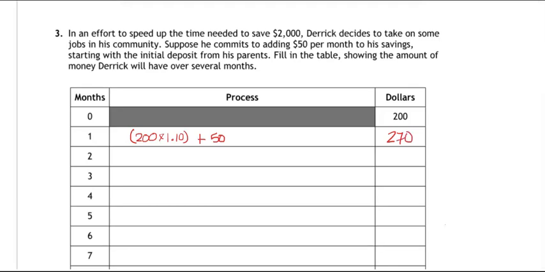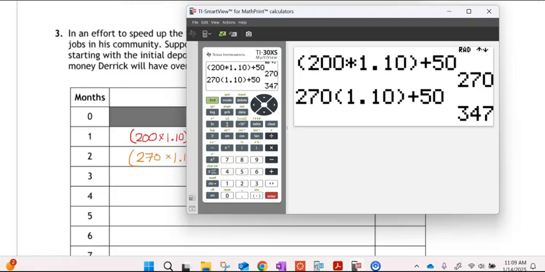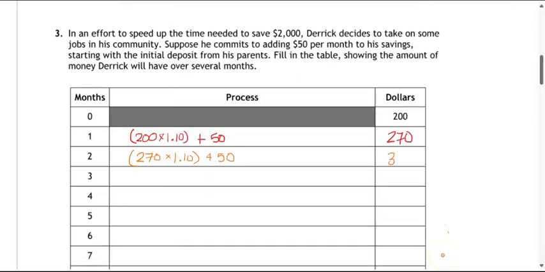All right, we'll go over here. $270. Okay, next one. So this next one, I'm going to start with the money that we have in the bank account right now, and that's 270. And then we're going to multiply that by the 1.10 because that's that 10% interest that his parents are going to pay him on the 270. And then he is going to add $50. So again, 270 times 1.10 plus 50. And that gets me 347. All right, month 3.